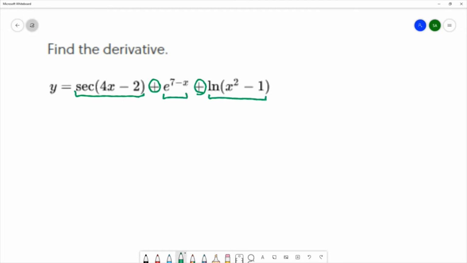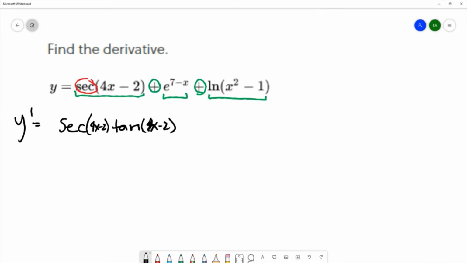And one of the derivative properties is that you can calculate the derivative of the terms individually. So I'm going to start by calculating the derivative of secant of 4x minus 2. And we'll start with the derivative of secant, the outside function, which is secant tangent. And we're going to leave the inside function the same.